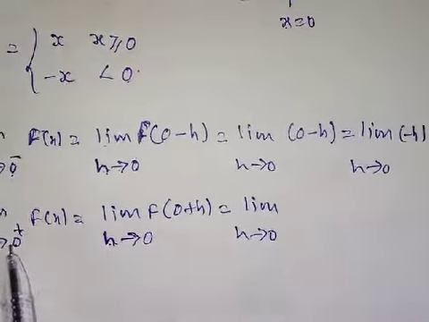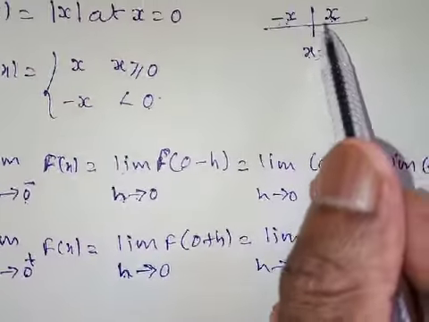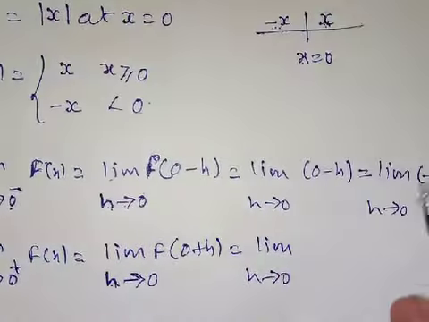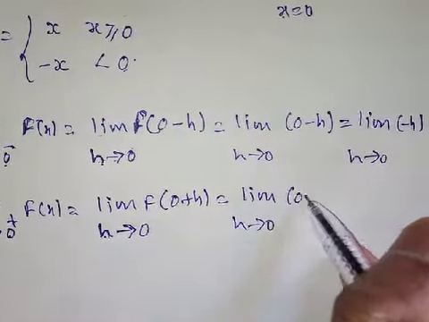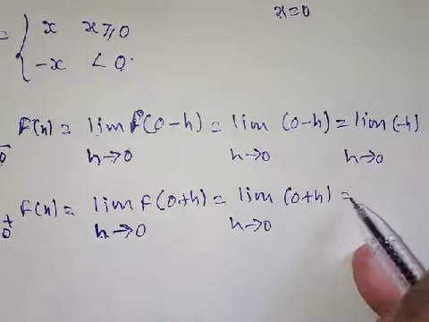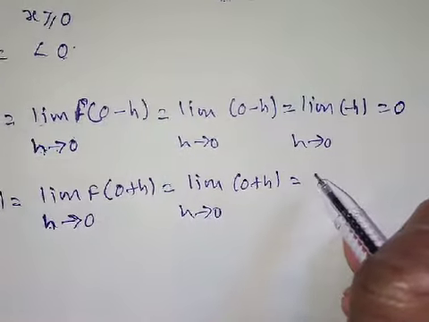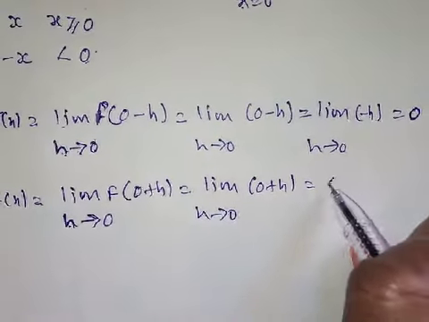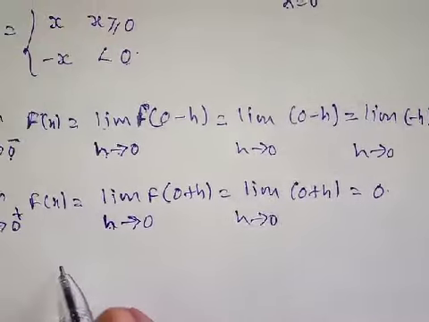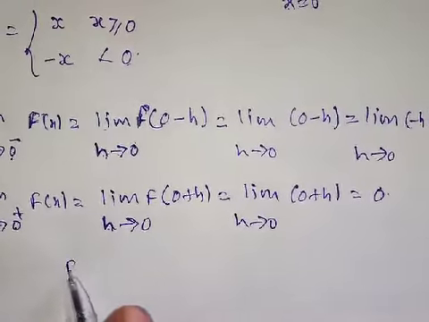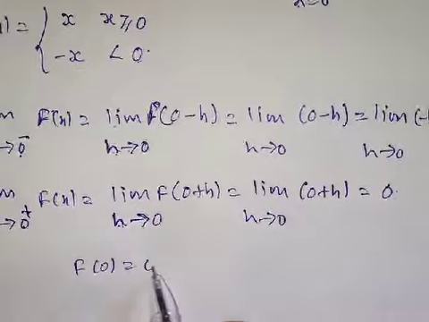What does 0 plus mean? On the right hand side of the 0, which is x. So we'll write it as 0 plus h. If we substitute, you'll get the value h equal to 0. So 0. And the third thing we want is f of x, that is f of 0. So f of 0 is 0.